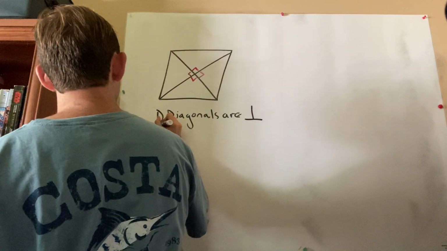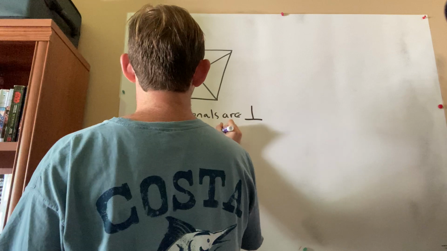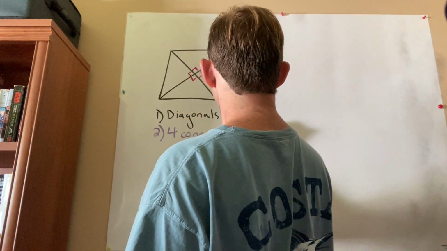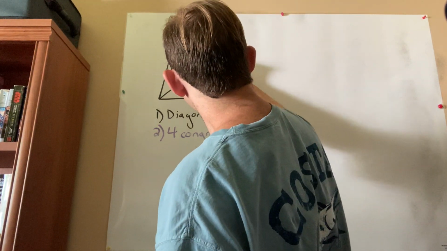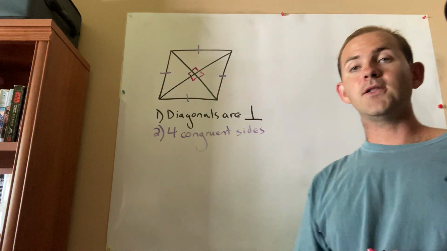All right, property number 2 is the one that everybody knows, right? That rhombi, plural of rhombus, have 4 congruent sides. The way I'm going to show that in a diagram is to simply put tick marks all around.